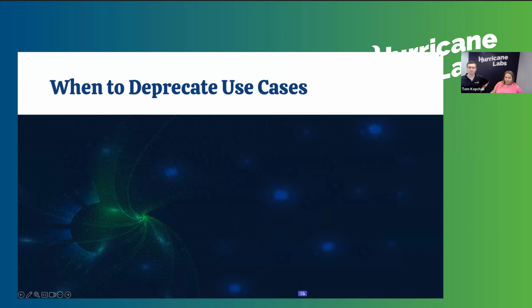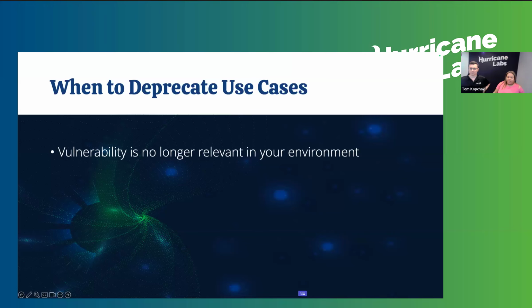So let's talk about when you go ahead and deprecate a use case. So first off, and this is the most common one that we see here at Hurricane Labs, is a vulnerability is no longer relevant to your environment. And that usually happens when you're no longer leveraging a product, or you've finally been able to make the business case for sunsetting some old software.